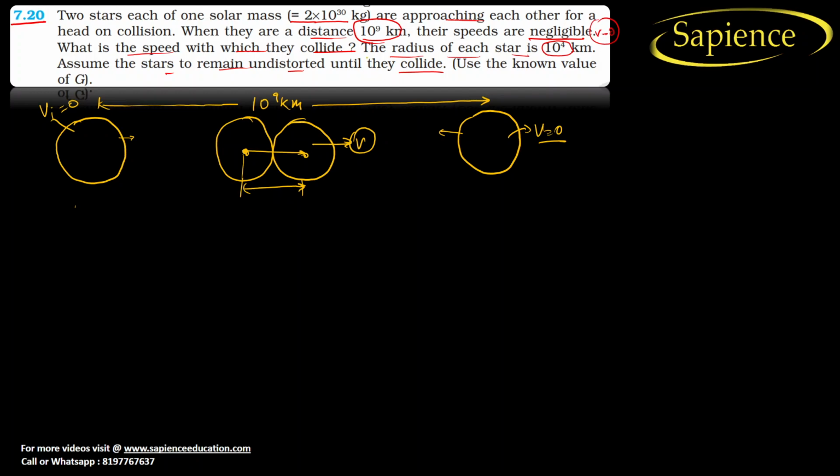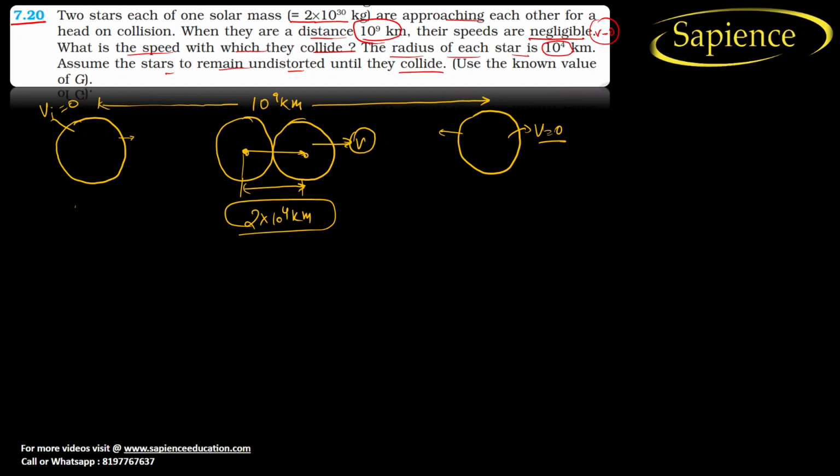The size of the sun is 10 to the power 4 kilometer, so this will be 2 into 10 to the power 4 kilometer, right? So this is the size, or this is the distance. Okay, now let us use the conservation of energy theorem.